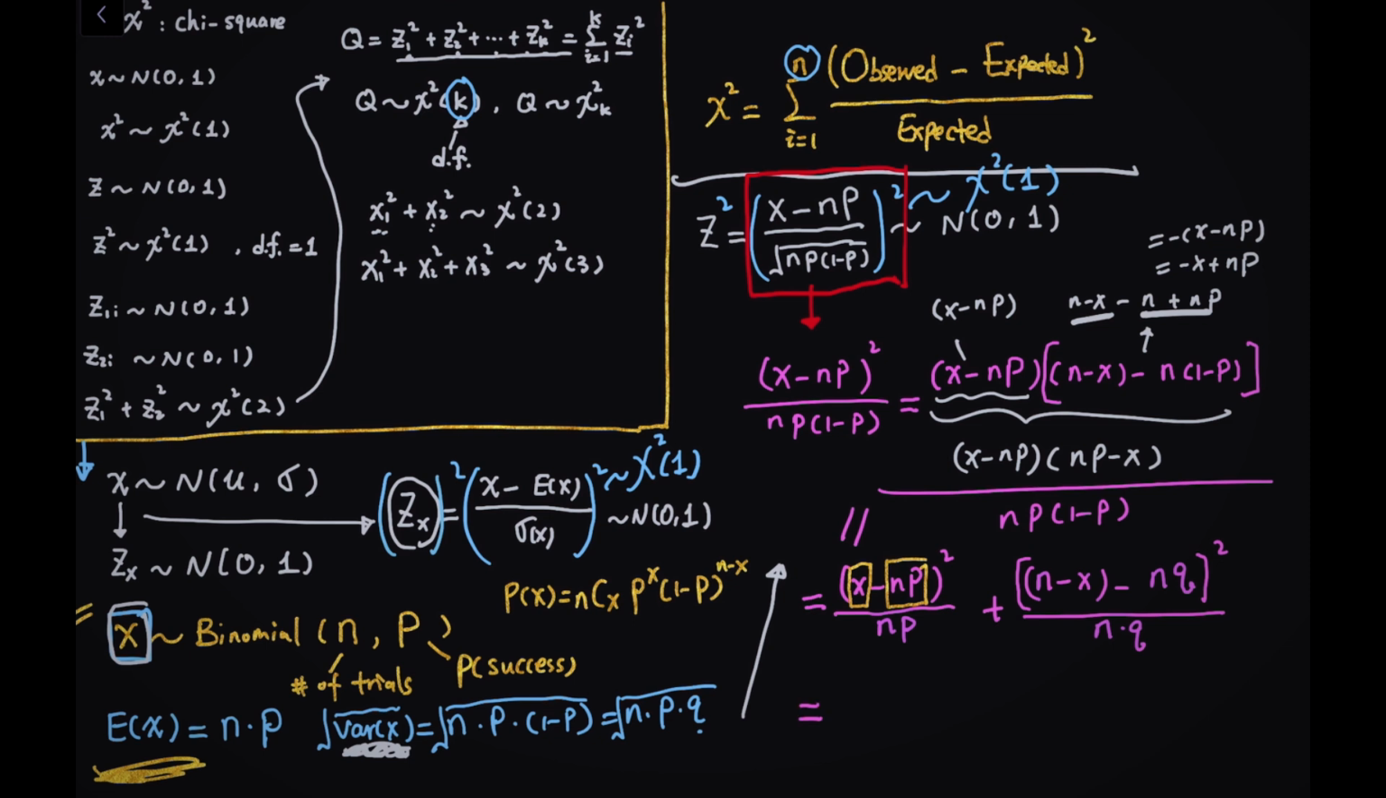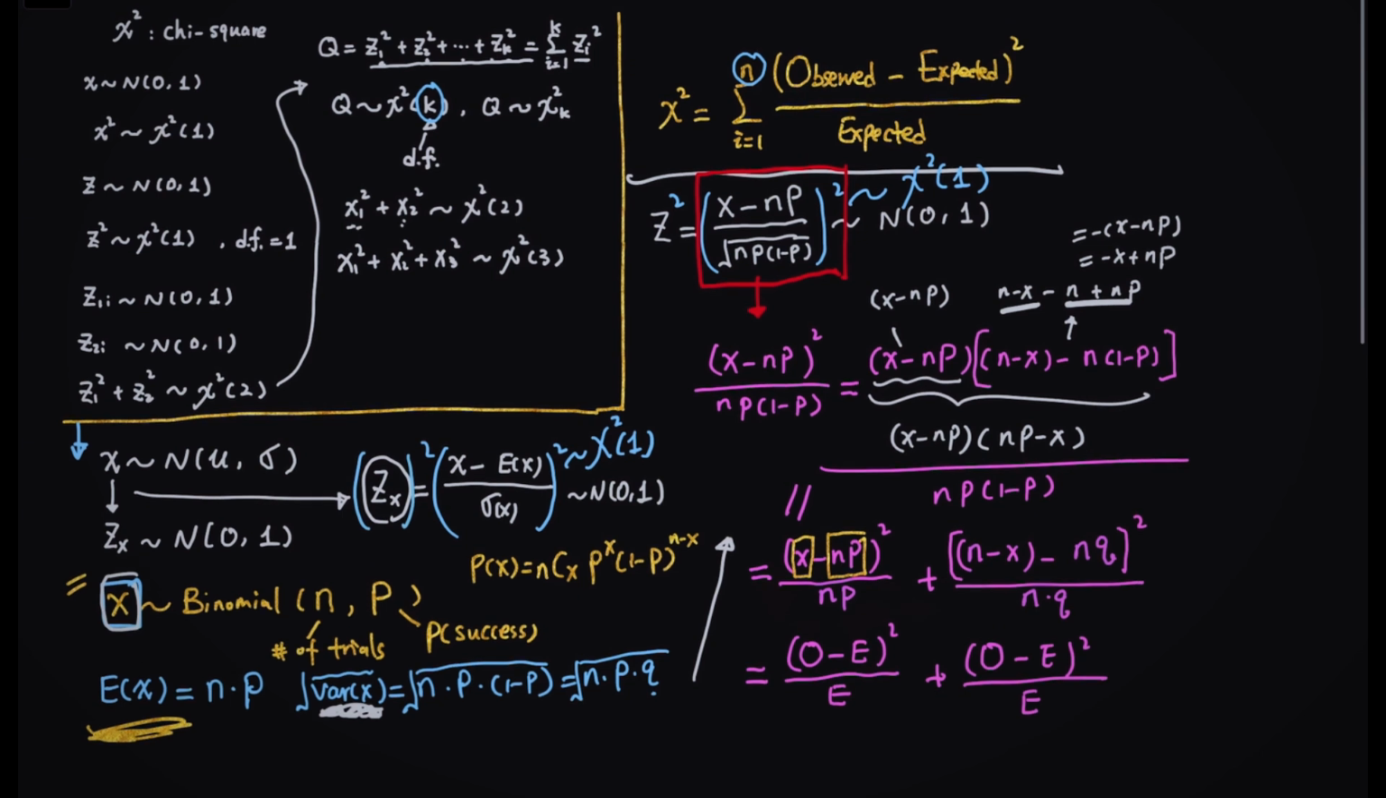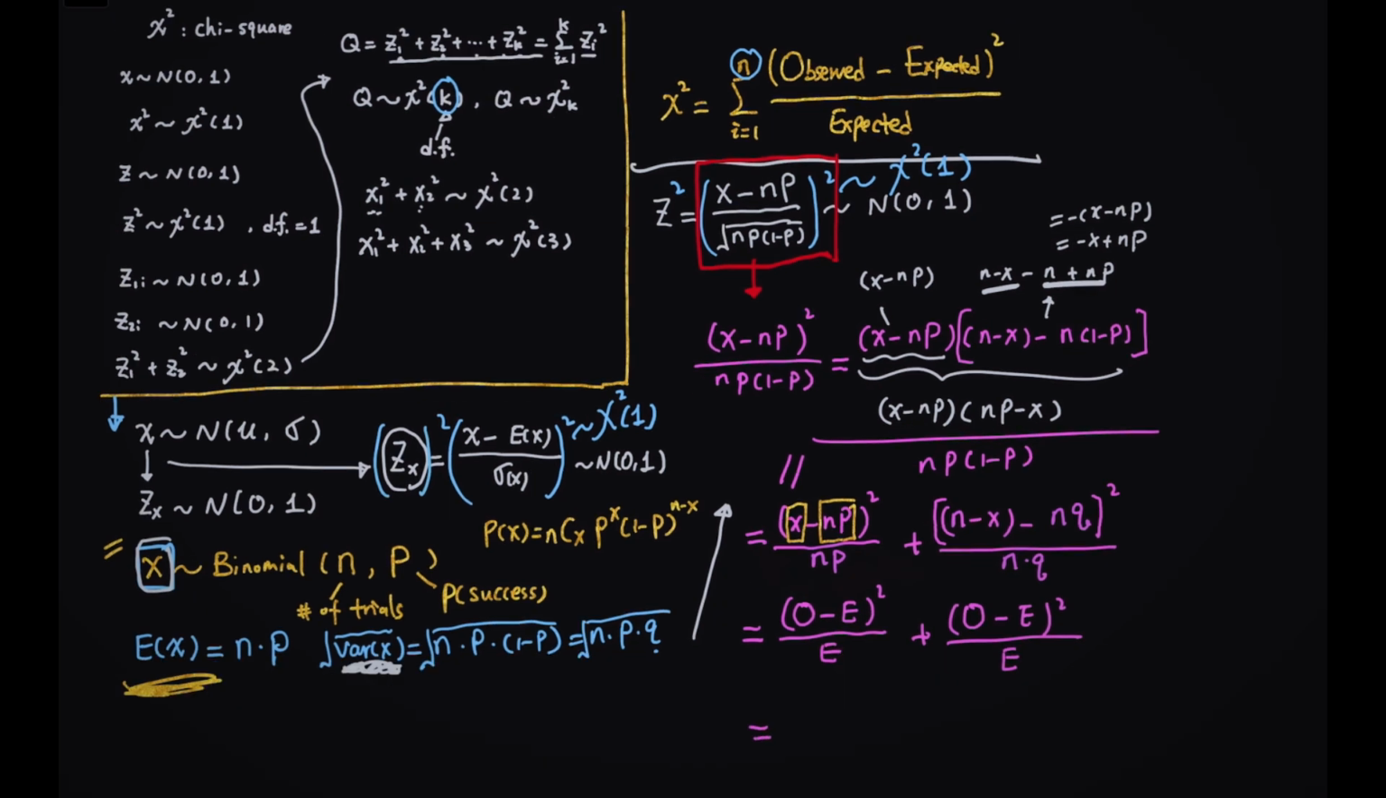That equals observed minus expected squared divided by expected plus observed minus expected squared divided by expected. And Karl Pearson generalized this term. By the way, this follows chi-square distribution with degrees freedom 1. I better be consistent with the color. So that follows chi-square distribution with degrees freedom 1. And Karl Pearson's chi-square test generalized the form.